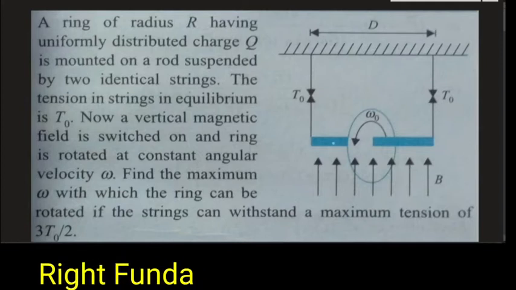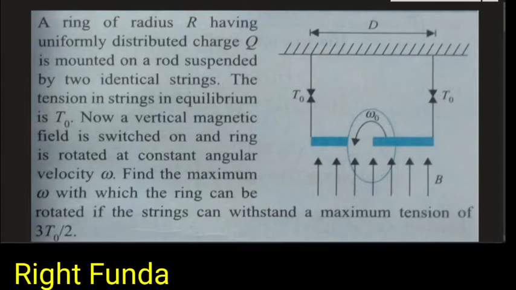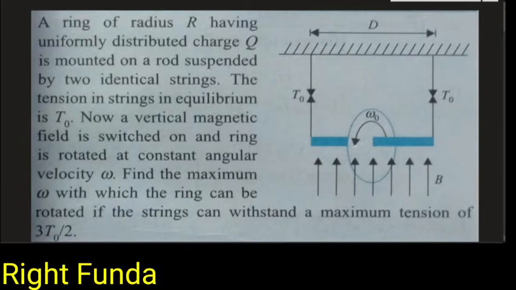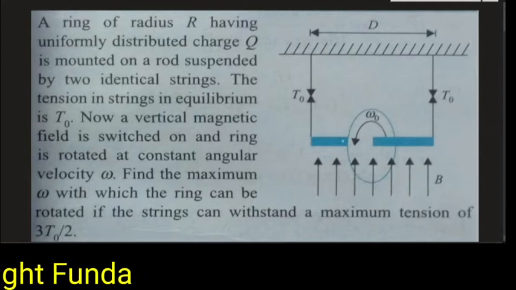So this is a rod. Over this, a ring has been mounted. If the ring has been mounted, there must be some massless spokes, something like this. And this ring is suspended by two threads here.